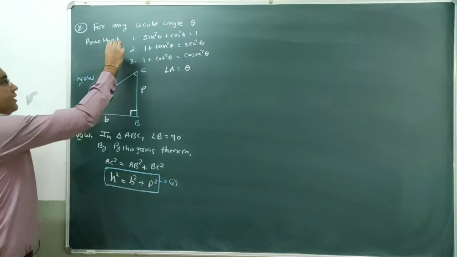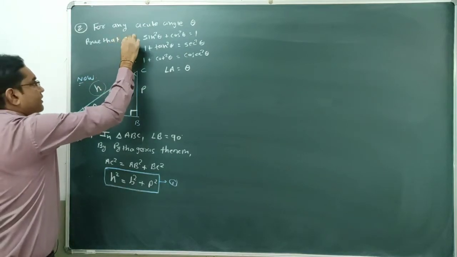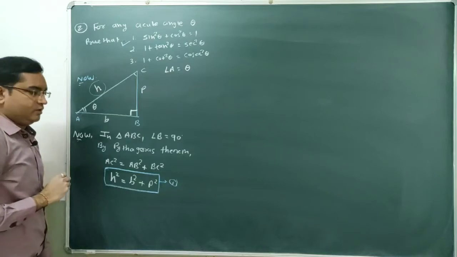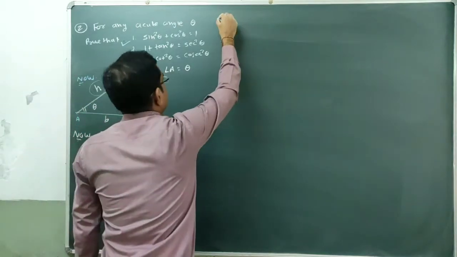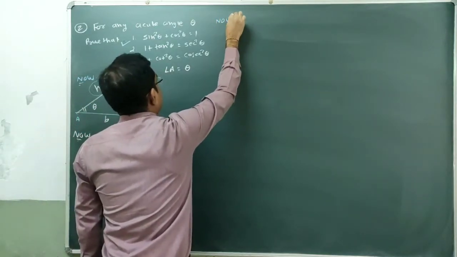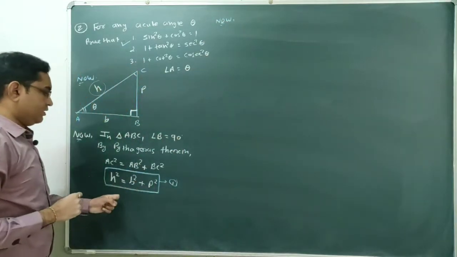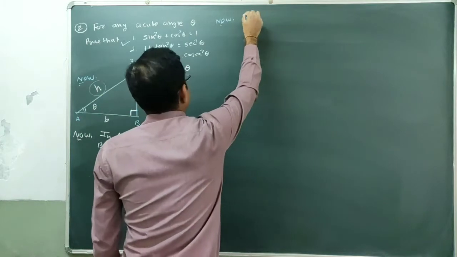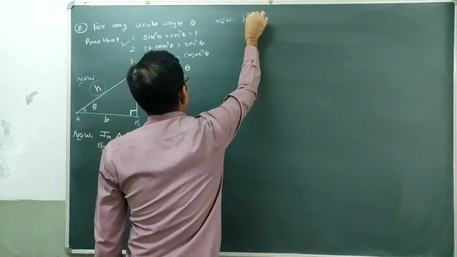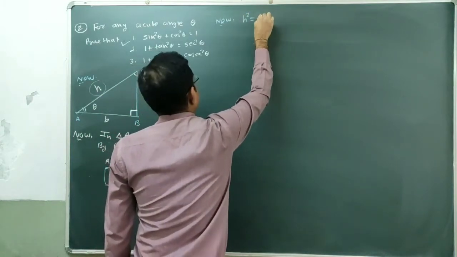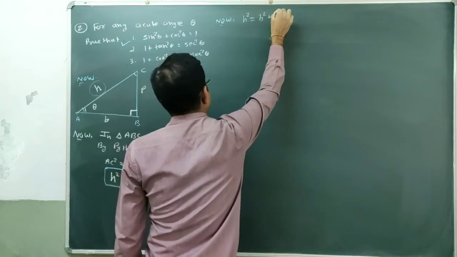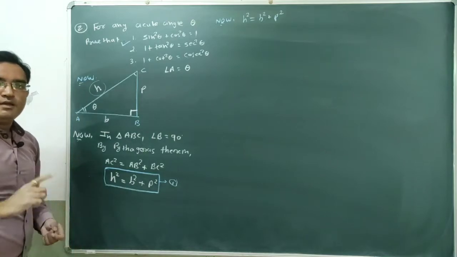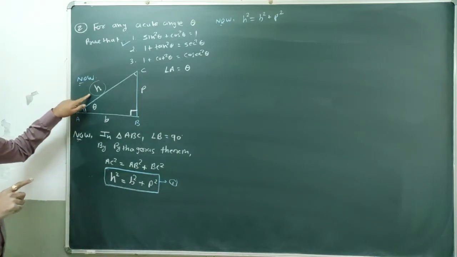First I am trying to derive this first identity, that is sin square theta plus cos square theta equal to 1. So how can we derive it? Look, now I am starting with this result number 1. So from result 1 we are having H square equal to B square plus P square. This is from result 1. Done. And I am using this first side.